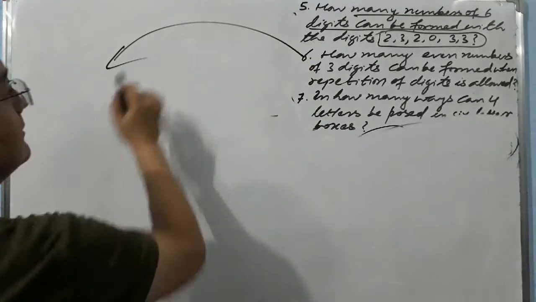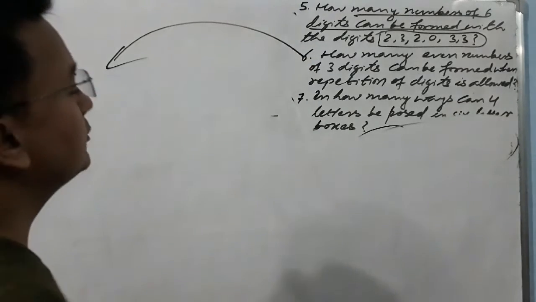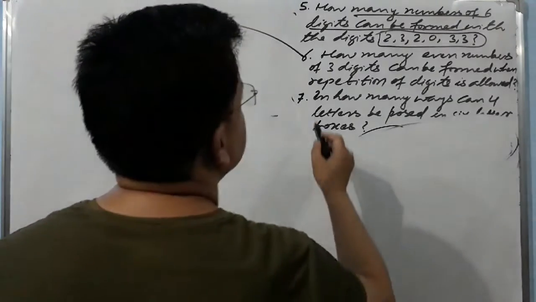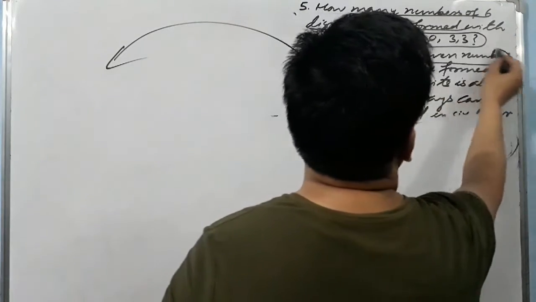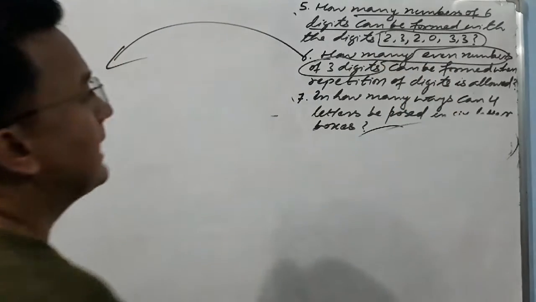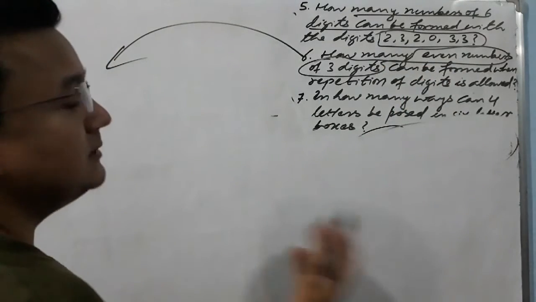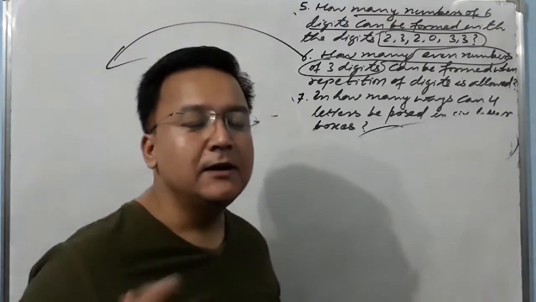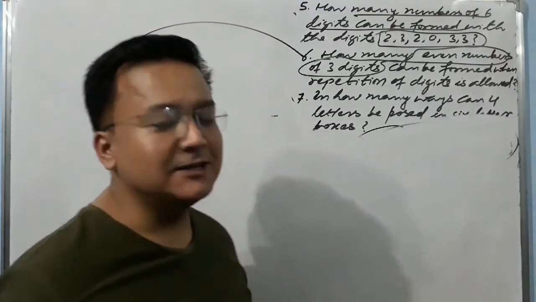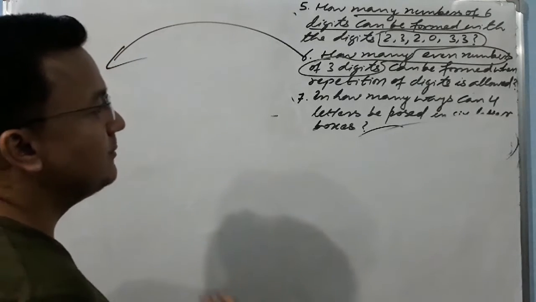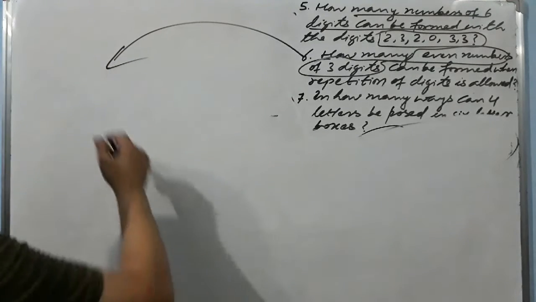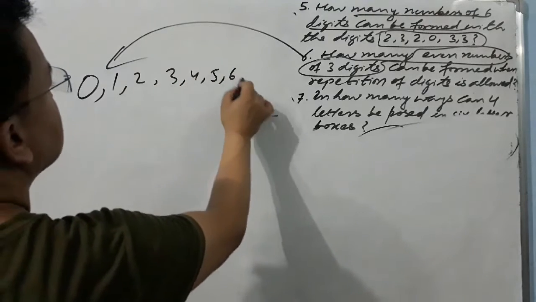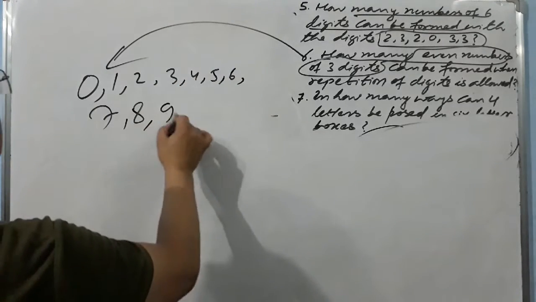These are all very important questions, 2 marks questions. How many even numbers of 3 digits can be formed when repetition of digits is allowed? Very interesting. If we see there is no digit, then how to make the 3 digit numbers? If it is the matter of the digits, how many digits are there? 0, 1, 2, 3, 4, 5, 6, 7, 8, 9.